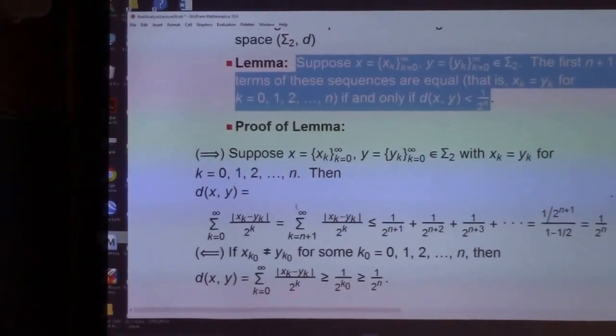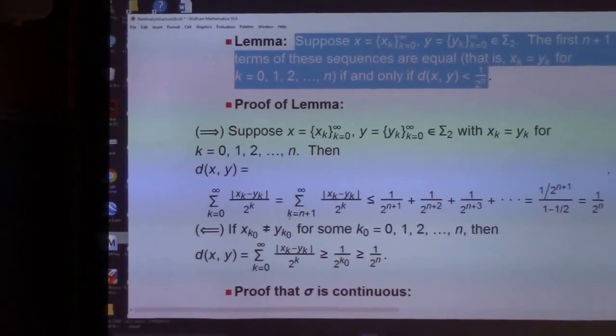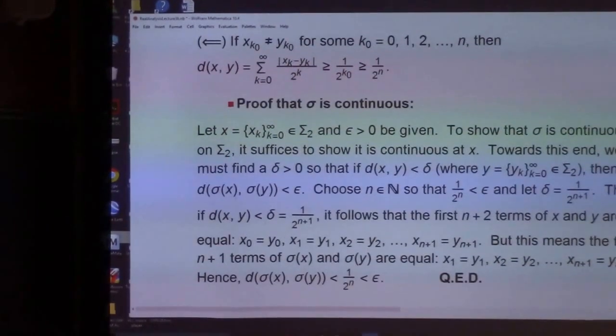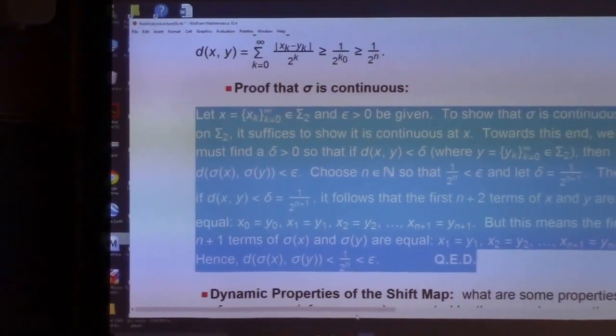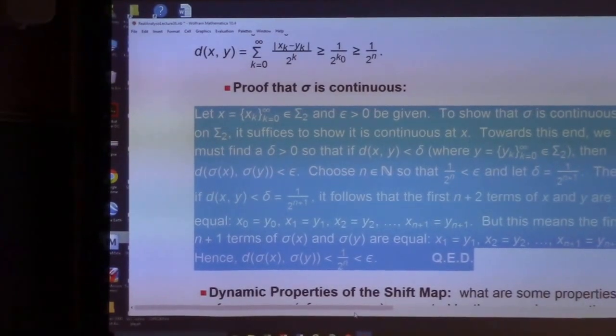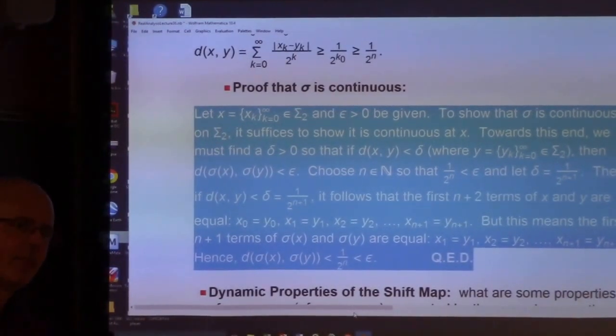I've got the proof of the lemma here. You can use the lemma to prove sigma is continuous. That proof is right here. I'm not going to take the time to go through it. You need to use the lemma here. I'm doing an epsilon delta argument there.